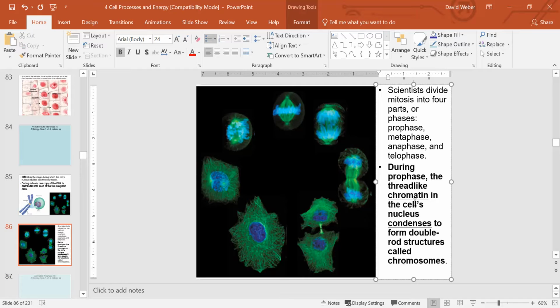So scientists divide mitosis into 4 parts: prophase, metaphase, anaphase, and telophase. During prophase, the thread-like chromatin in the cell's nucleus condenses to form double rod structures called chromosomes. This one is prophase, so this is number 1.